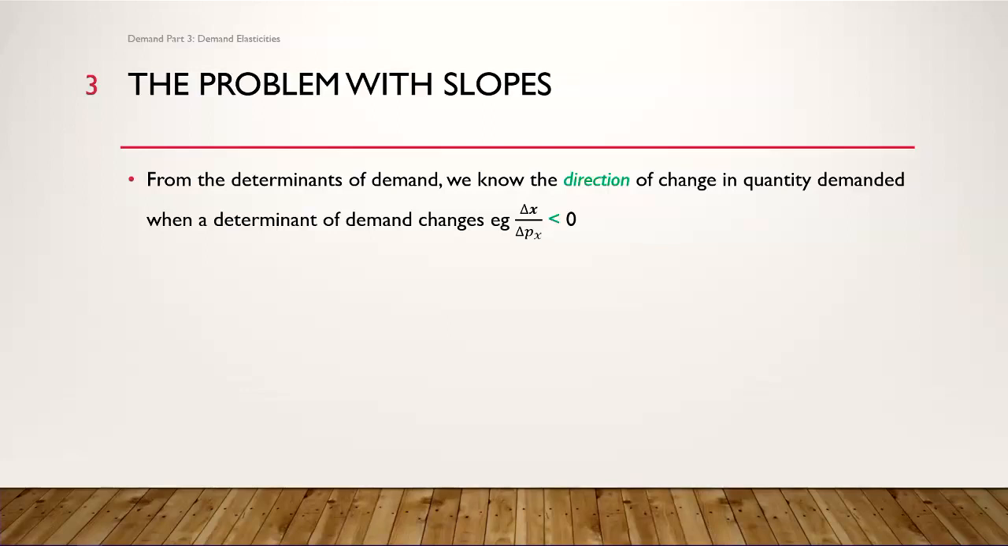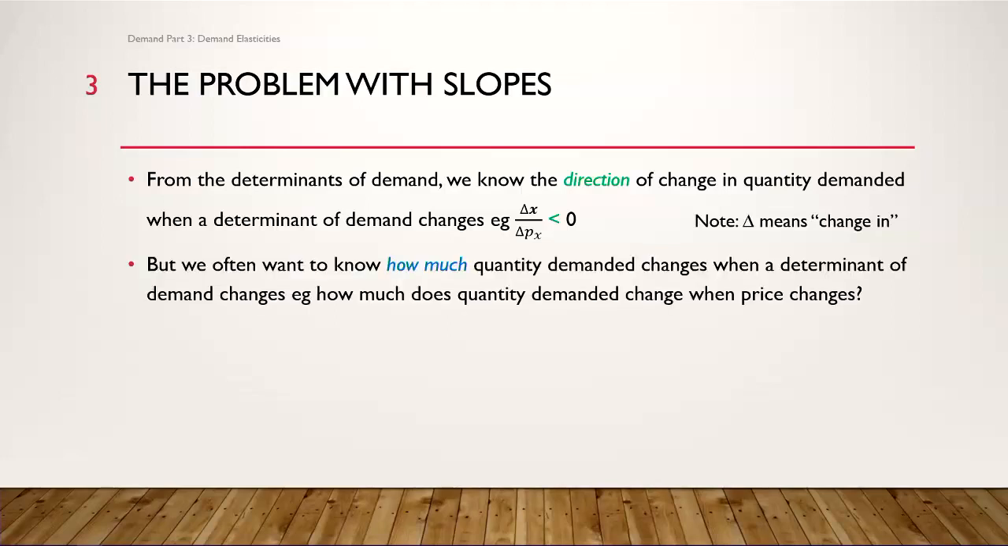Now, from the slope, we can tell the direction of the change. So, if we remember, for anything but a Giffen good, and remember, Giffen goods are extremely rare if they exist at all, we know that demand curves slope down. So when the price of X goes up, the quantity demanded goes down. So we know the sign of the change, the direction is going to be negative, but we're interested in how much they will change. How much will quantity demanded of X change when the price of X changes?